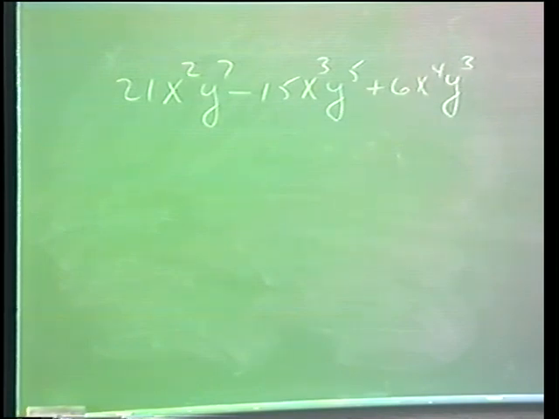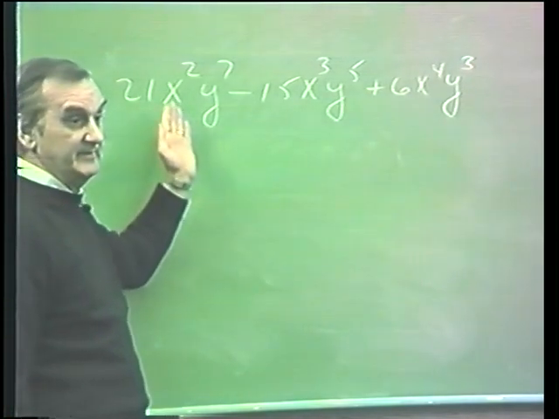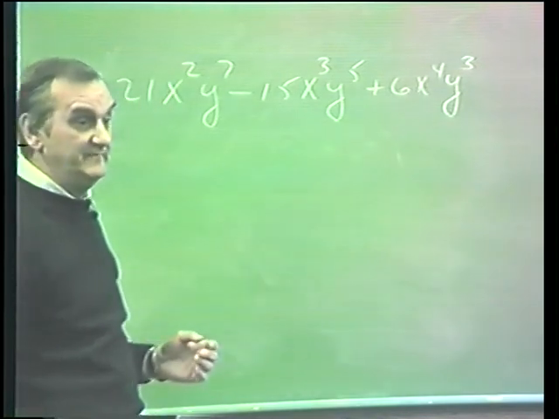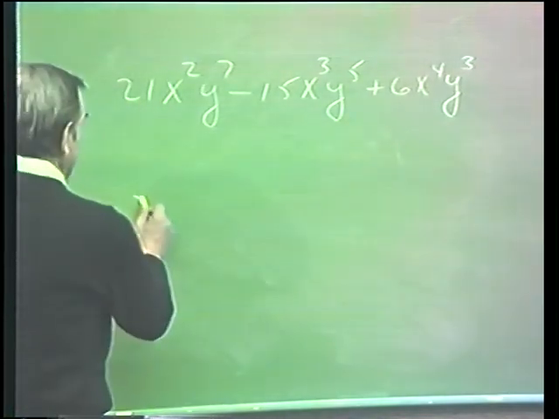Okay, Roy, what did you find to take out? 3x squared y to the third. Okay, he says 3. That's arithmetic. The largest number that divides evenly into all these coefficients is 3. So we can extract the 3.